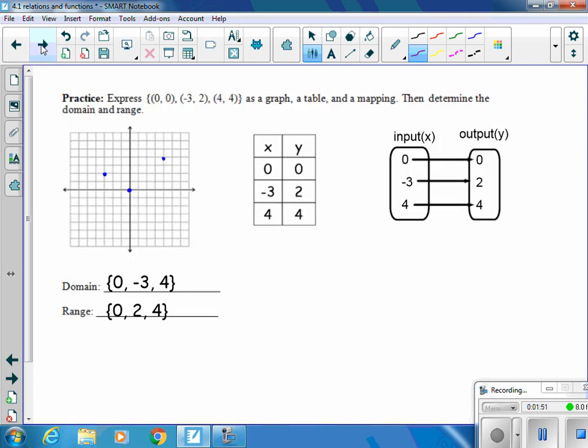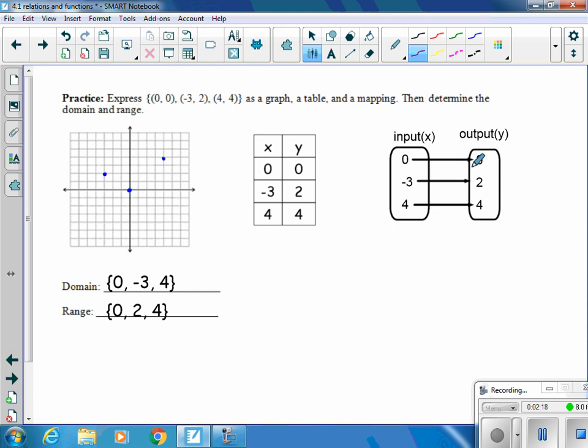So let's try a few of these. So I have a relation that has 3 parts to it. I can graph it. So 0, 0 is the point right here. Negative 3, 2 is right here, and 4, 4 is here. That's one way to represent this relation. I could put it in a table of values, 0, 0, negative 3, 2, and 4, 4. I could put it as a mapping diagram, 0, negative 3, and 4, 0, 2, 4.